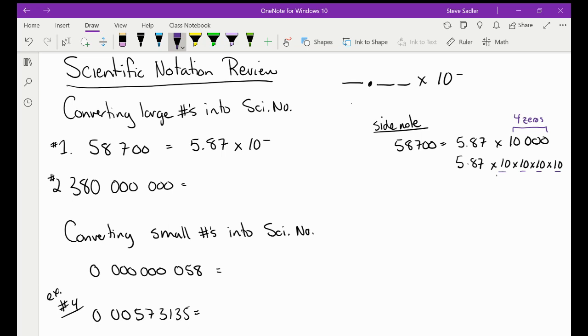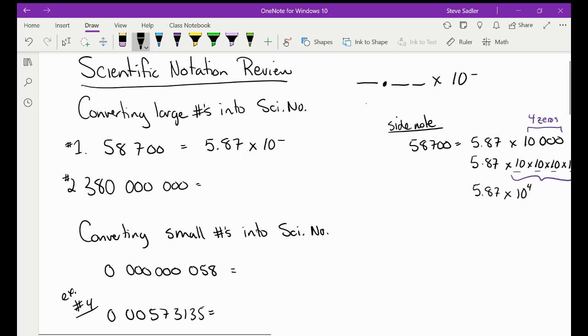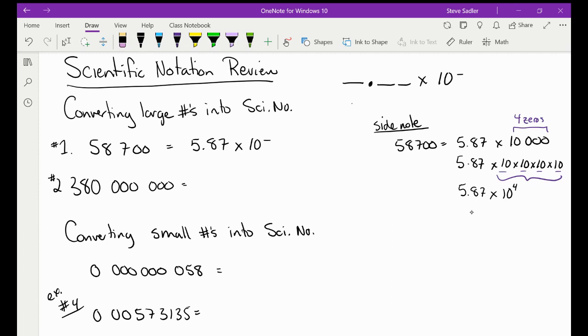And then we can write this in a nicer, more compact way: 5.87 times 10 to the power of 4, because an exponent represents how many times that base is multiplying by itself. With me? Awesome. So in this case, we know that it's going to be 5.87 times 10 to the power of 4. And that is scientific notation, this form right here. There is a shortcut. We don't have to do this whole process every time.